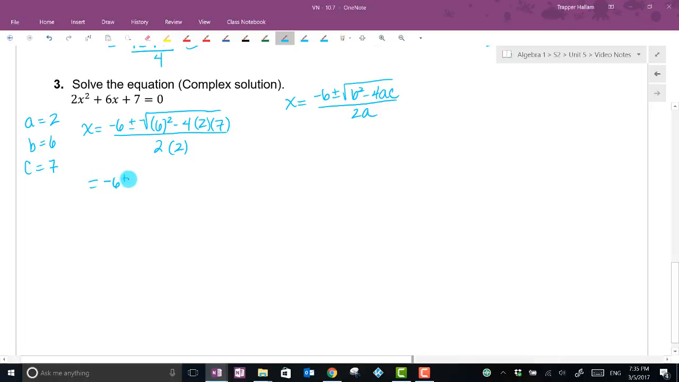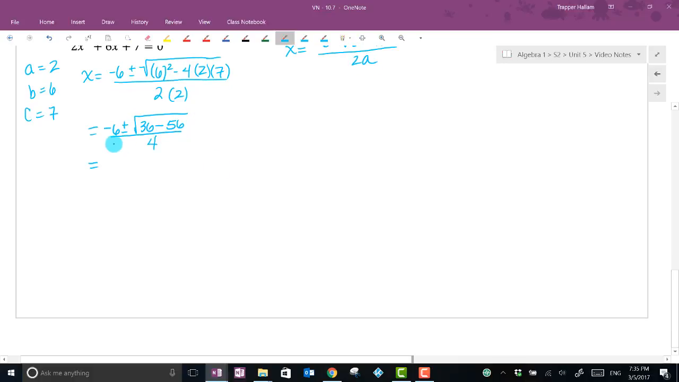So we're going to have negative 6 plus or minus the square root of 36, 6 squared, right? Minus 4 times 2 times 7, and 4 times 2 times 7 is 56, all over 4, which is 2 times 2. Let's go a little bit more. We get negative 6 plus or minus 36 minus 56. You can see the negative coming out now. Square root of negative 20, all over 4.